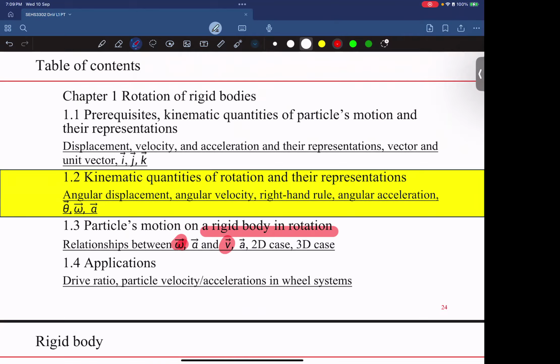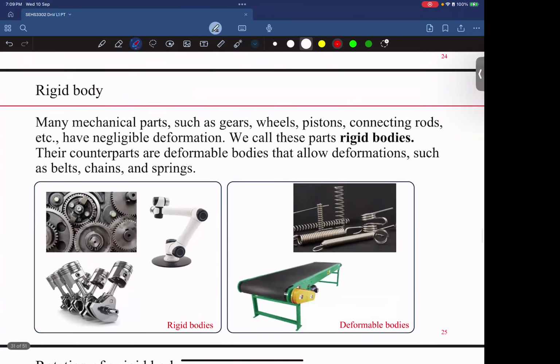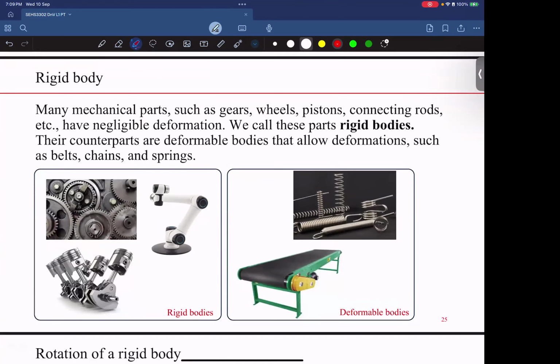So, firstly, what is rigid body? Rigid body is a body which is rigid. Rigid means no deformation, or the deformation is so small that it can be neglected. So we can call it a rigid body. For example, the shaft and the crank, or the gear, or the robotic arm, right? All of them can be regarded as rigid bodies.